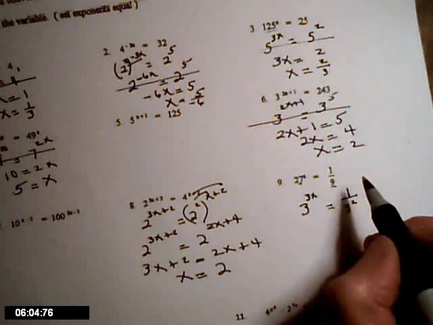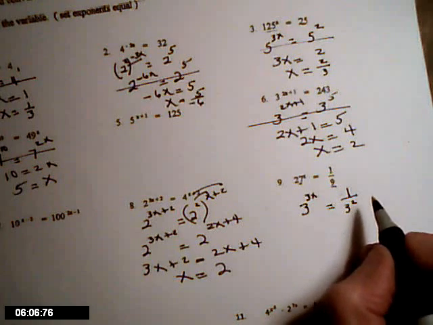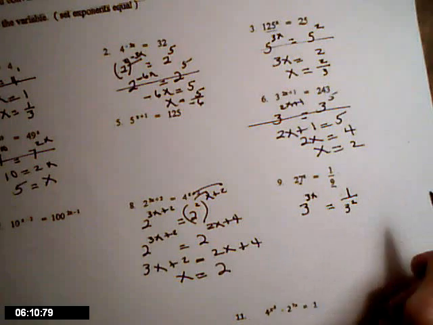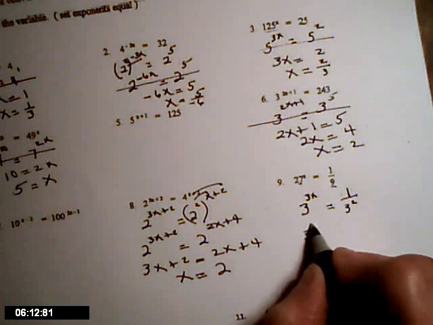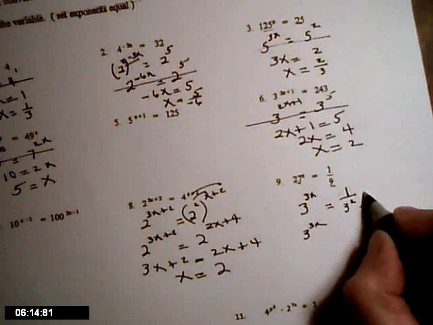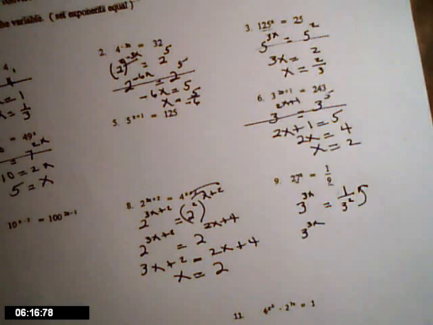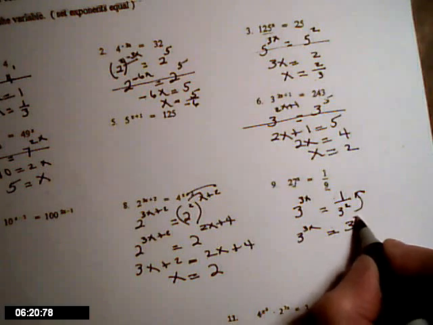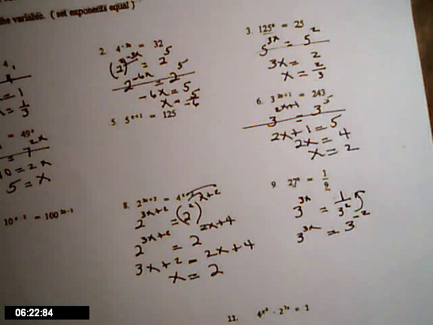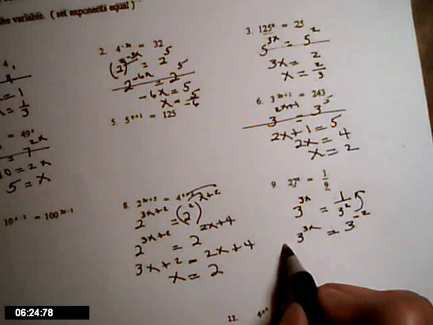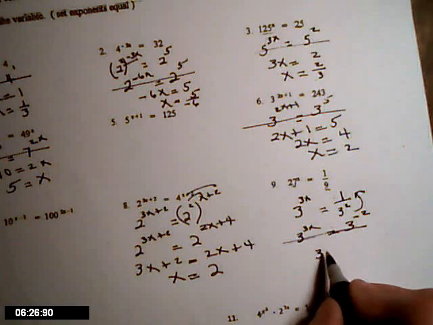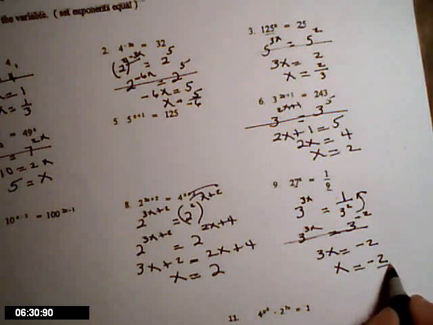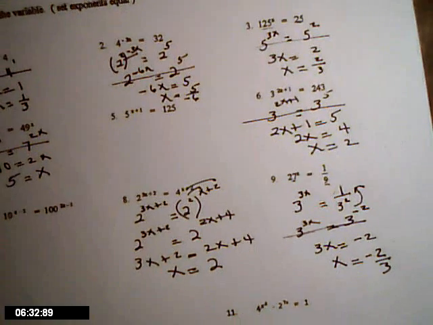Now, here you have things kind of off stride. You want this 3 and this 3 to be in the same position. So what I'm going to do is to move this denominator up. Now remember, when you change positions with the numerator or denominator, the sign of the exponent changes. So that becomes 3 to the negative 2. Now drop your base 3. We have 3x equals negative 2, or x equals negative 2/3.